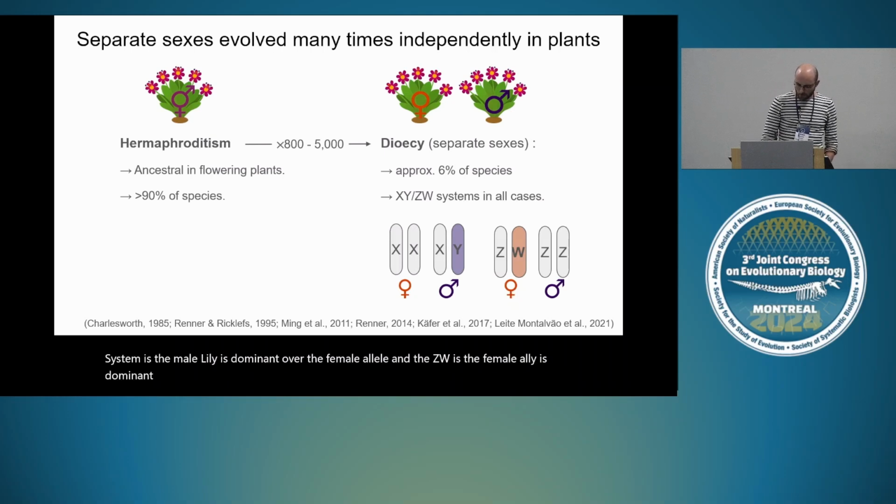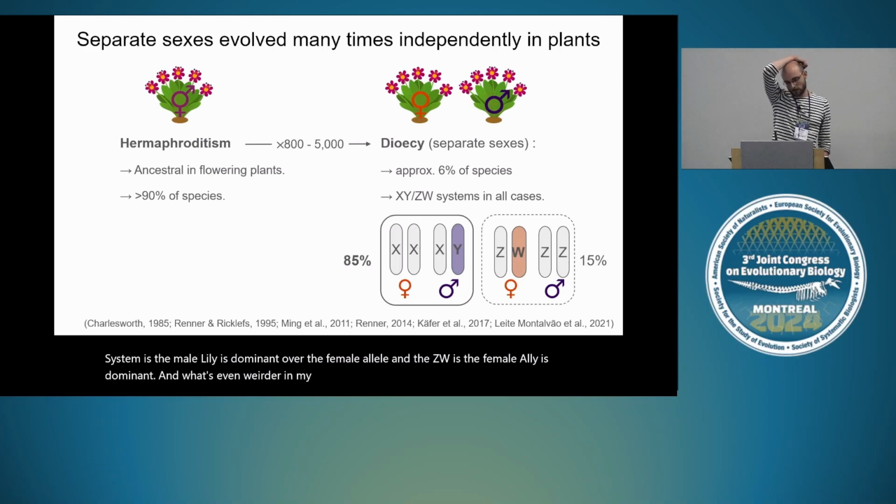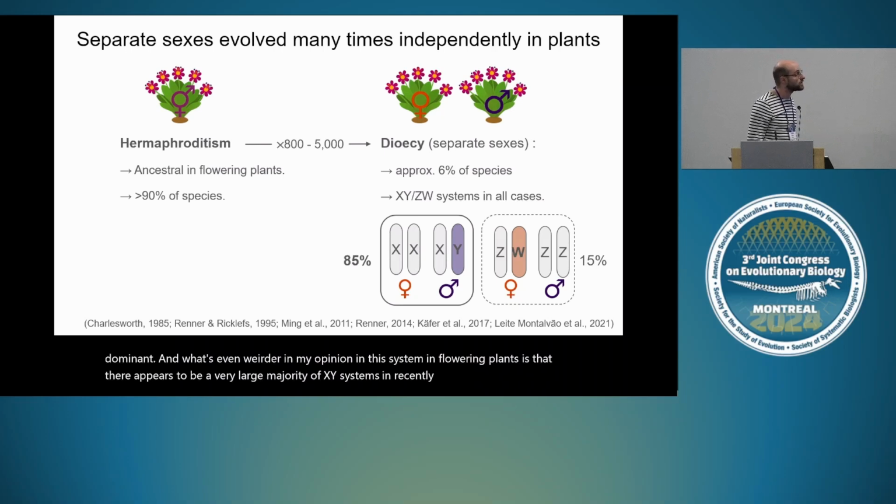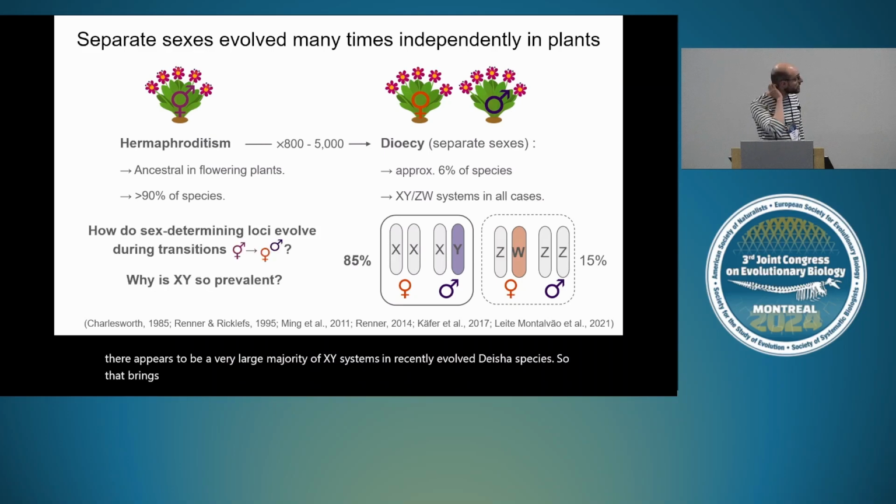And what's even weirder, in my opinion, in flowering plants, is that there appears to be a very large majority of XY systems in recently evolved dioecious species. So that brings me to the questions I would like to talk about today, which are: how do sex-determining loci evolve during transitions to dioecy, and why is XY so prevalent in these species?